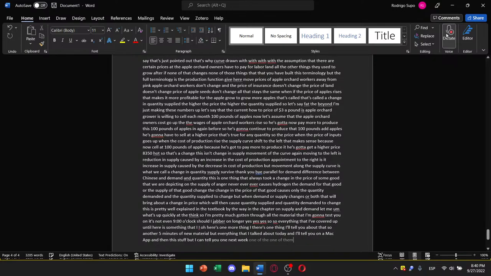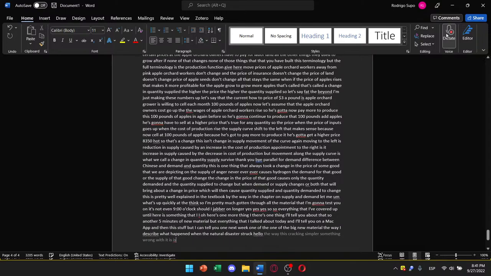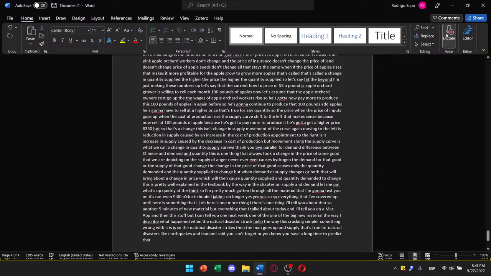One other bit of new material. The way I described what happened when the natural disaster struck is simpler, there's nothing wrong with it. It's the natural disaster strikes, then demand goes up and supply falls. That's true for natural disasters like earthquakes and tsunamis, which you can't predict, or you don't have a long time to predict them. But hurricanes actually are a bit different.